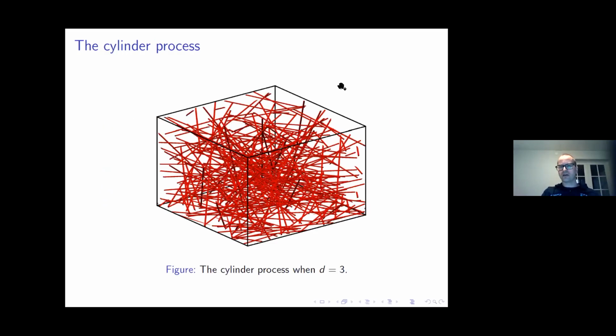So here's a picture of what it looks like. I've taken a box in three-dimensional space and then simulated the cylinder model, and then take the intersection of the cylinders with this box. So it looks like a chaotic mess of needles or cylinders.